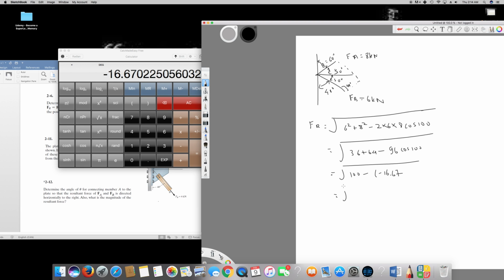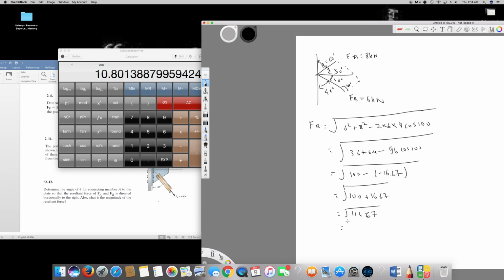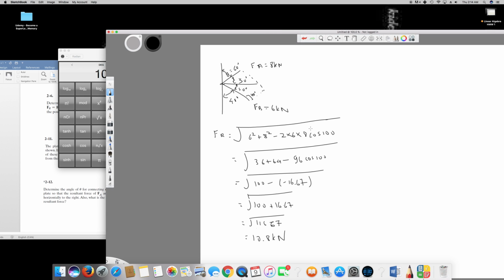Since this is the case, minus minus is going to be plus, so therefore 100 plus 16.67 is going to be 116.67, and if I square root it, let's see what I get. So 116.67 square root is going to be 10.8 kilonewton, right? So this is the resultant force.